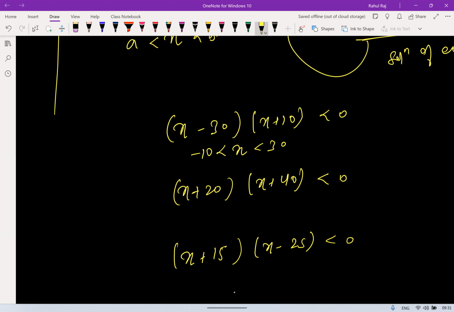So x lies between minus 40 and minus 20. Beautiful. Next selection. And what is it? x plus 15, x minus 25. x plus 15 into x minus 25 less than 0.